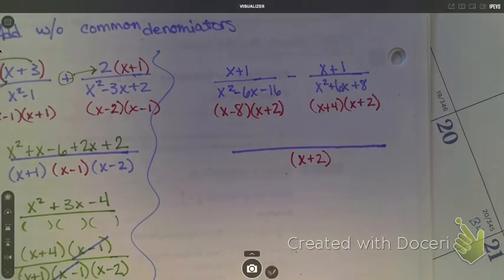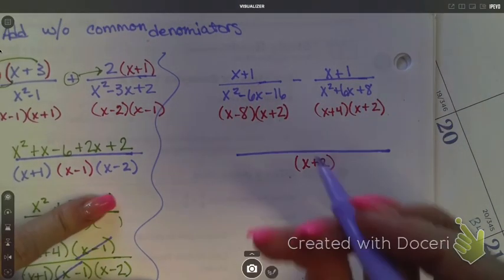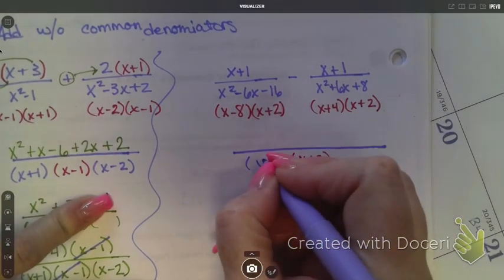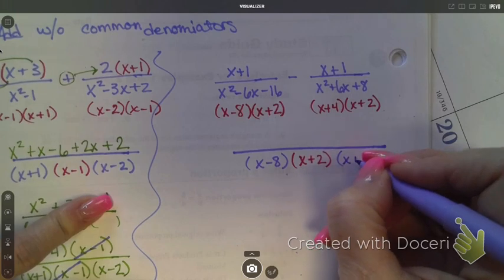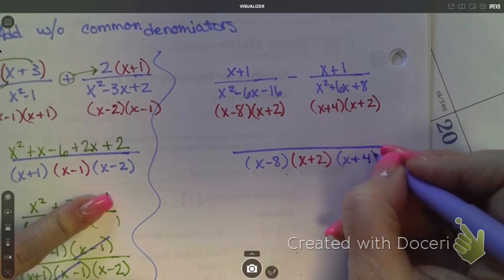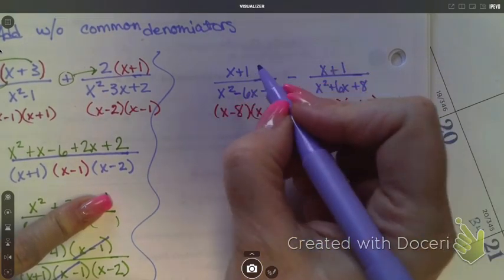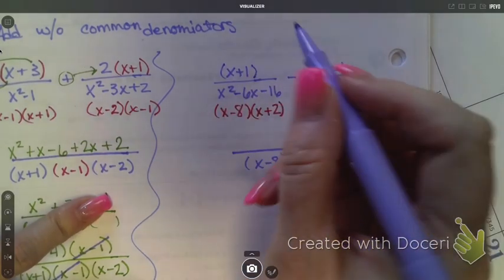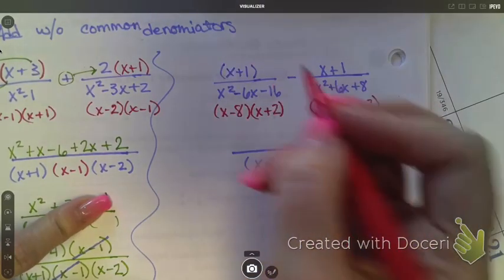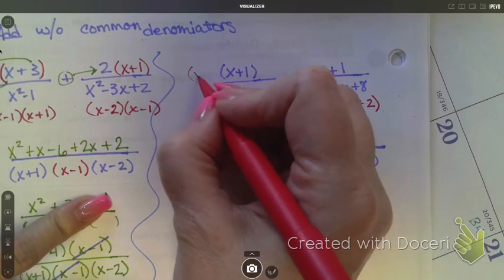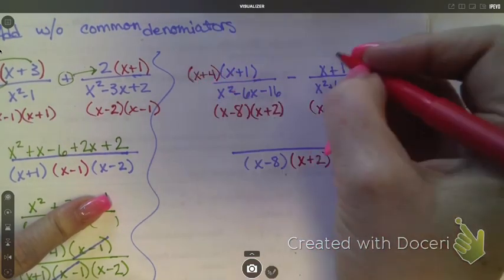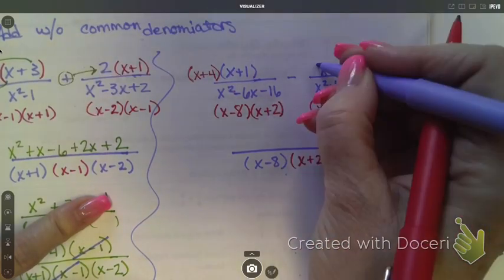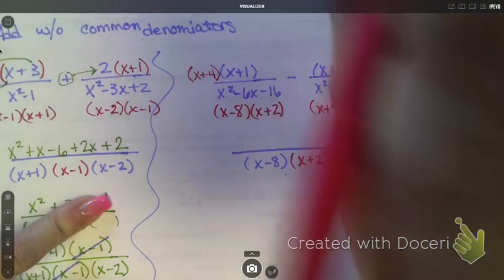Okay, so I wrote my x plus 2 because that's what's in common, yes? Yes. Okay, what do we need from the left then? x minus 8 and then x plus 4. Then on top is x plus 1. So I'm going to multiply this by x plus 4. Oh, I forgot about this. Messy. And I'm going to multiply this one by x minus 8.